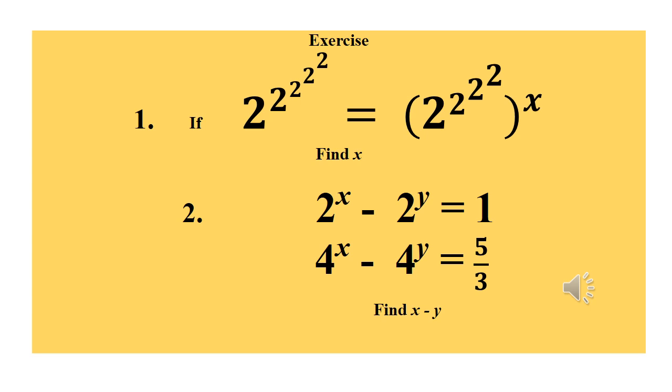So our exercise for the next class, we have two questions here. Question number one, if 2 raised to power 2 raised to power 2 raised to power 2 raised to power 2 equals 2 raised to power 2 raised to power 2 raised to power 2 into bracket raised to power x, we are to find x. Question number two, we have 2 raised to power x minus 2 raised to power y equals 1. Then 4 raised to power x minus 4 raised to power y equals 5 over 3. We have to find the value of x minus y.